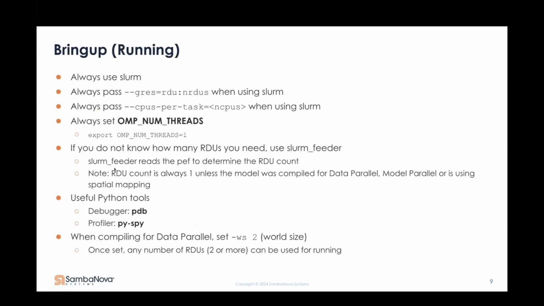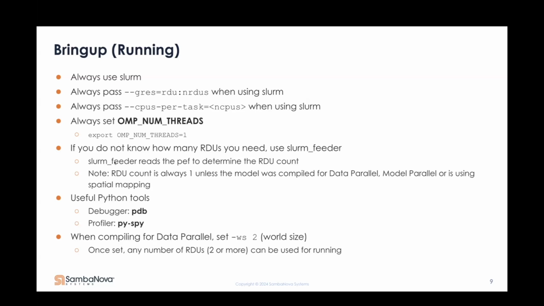Additional tips: always use Slurm, as it helps schedule and orchestrate jobs. When using Slurm, pass this command as this to access and use the RDUs. Always pass your CPUs per task. Export the OMP number of threads to ensure the optimal use of Slurm is happening during the scripts.